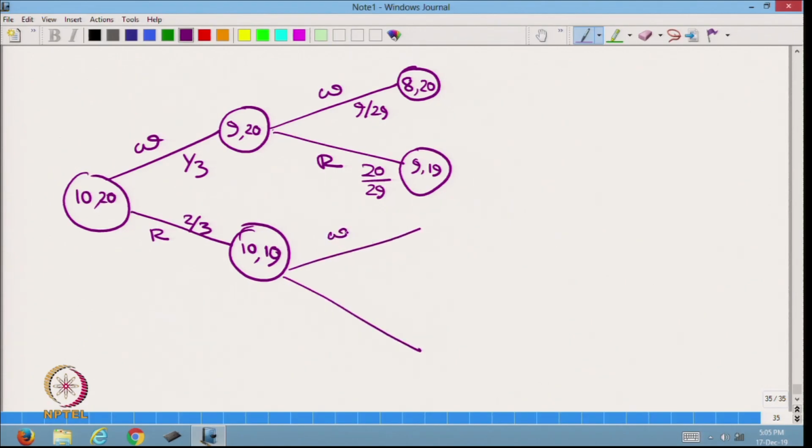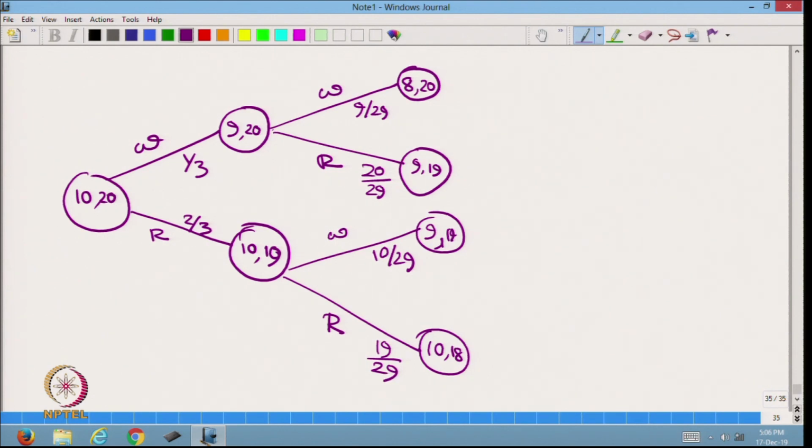Similarly, from here we will get 9,19, and that probability is going to be 10/29. And from here, if it is a red, then we are going to get 10 whites and 18 red, and that probability is going to be 19/29.